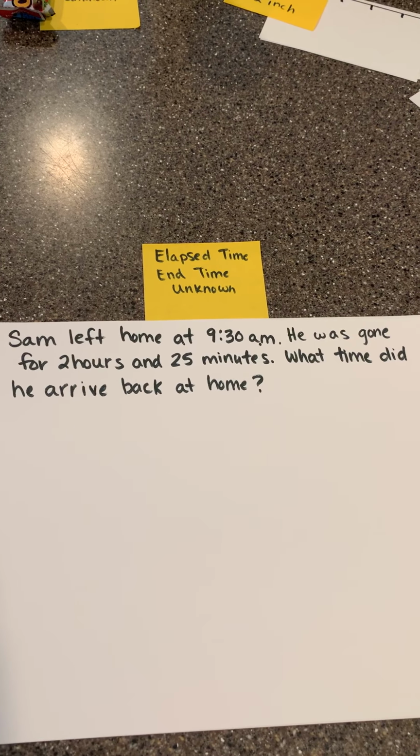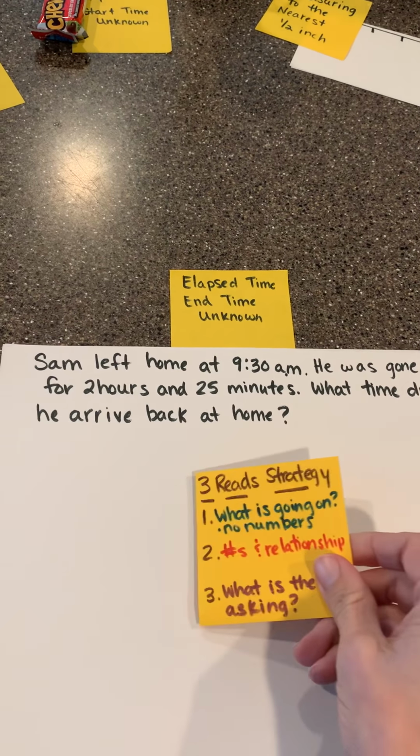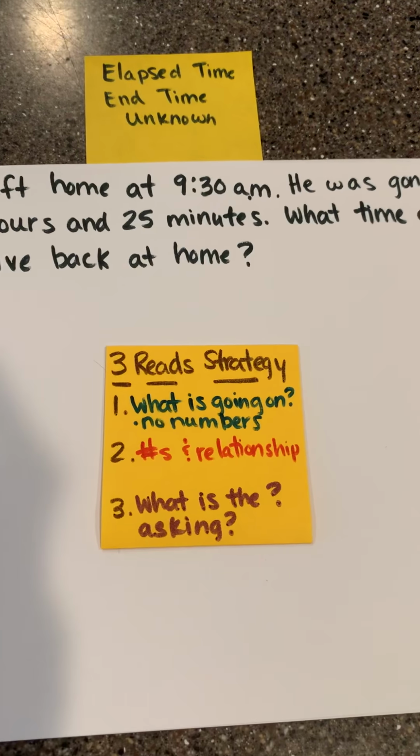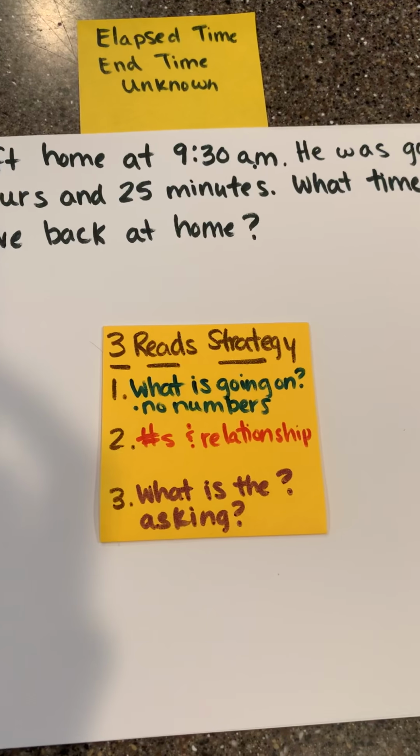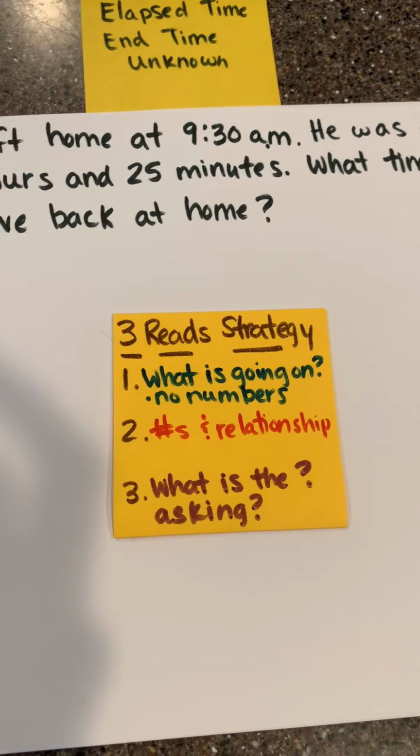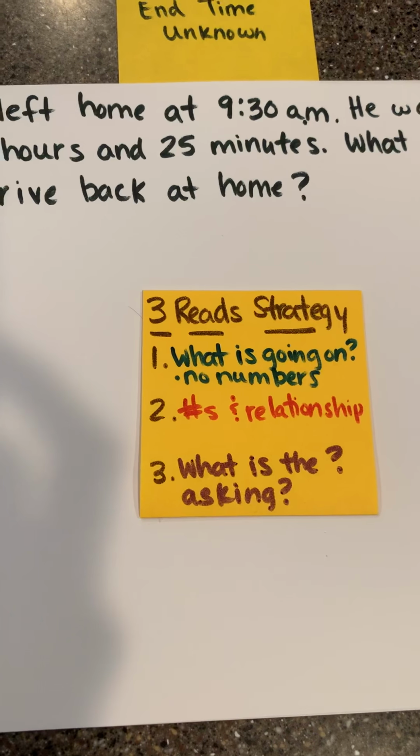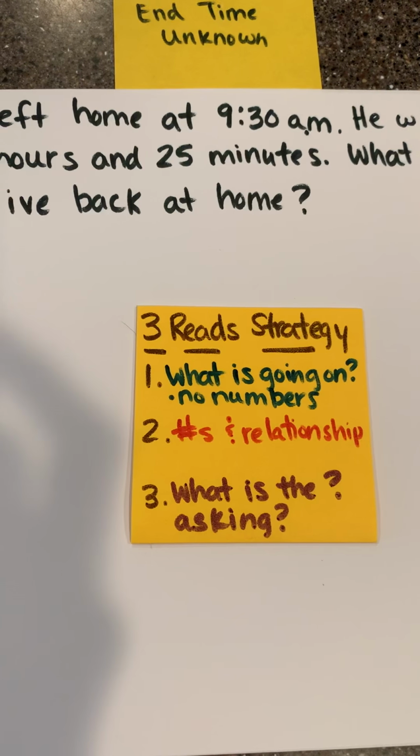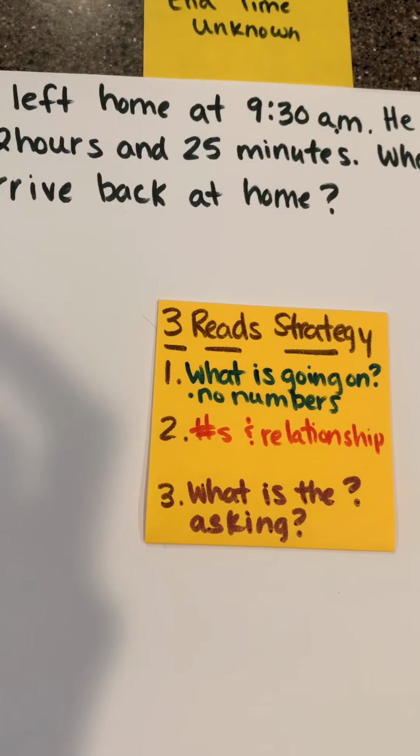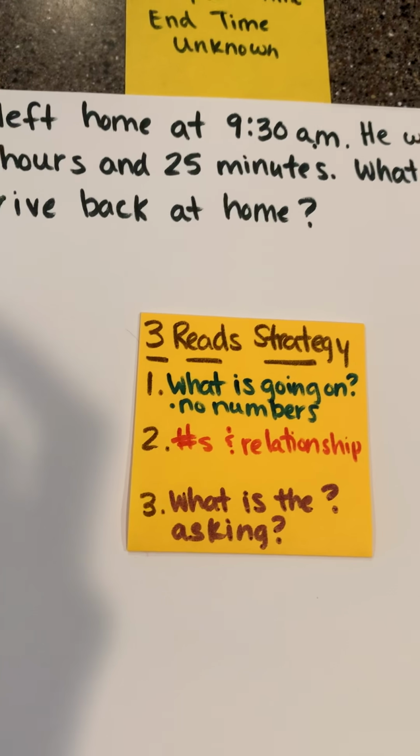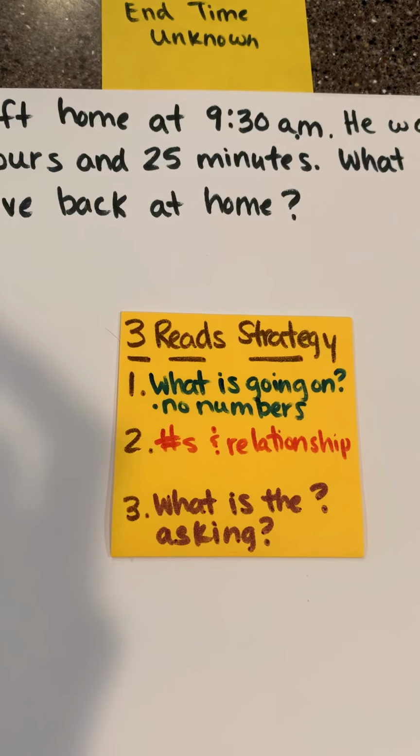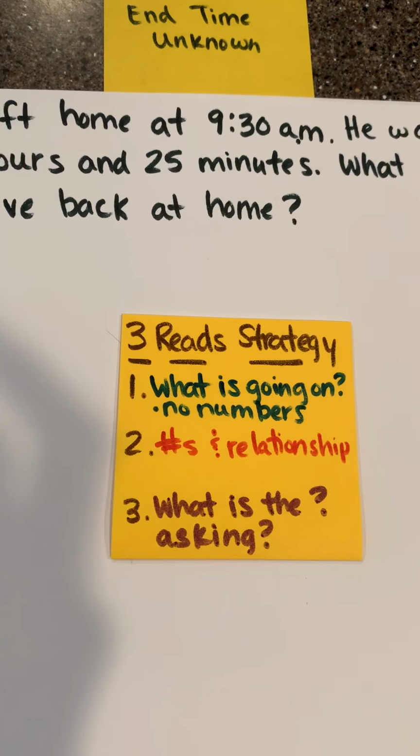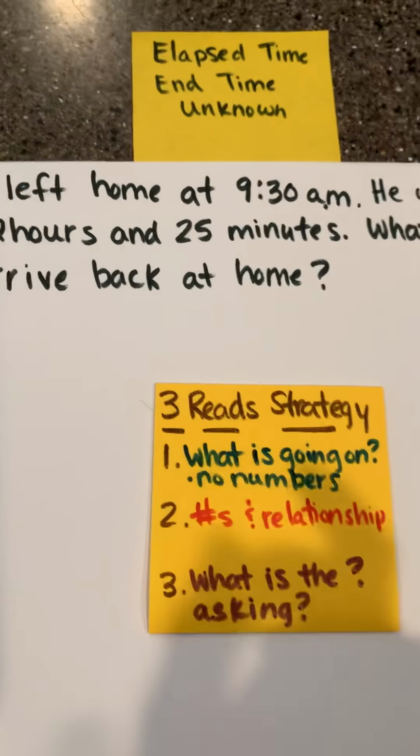So we have a word problem here, and what I want to introduce or go over is the 3-read strategy. You may have seen this or heard this from some of your teachers. So when we're reading word problems, the first thing we want to do is just see what's going on. We're going to read the problem 3 times. The first time, I really want names and what's going on. I don't want any numbers. The second time we read it again and we really focus in on the numbers. And then the third time we look at what the question is asking us to do.